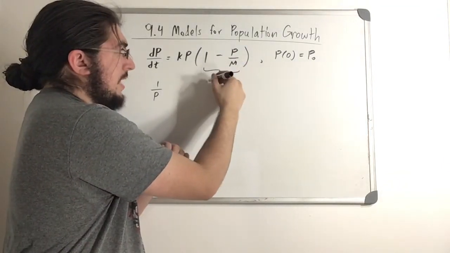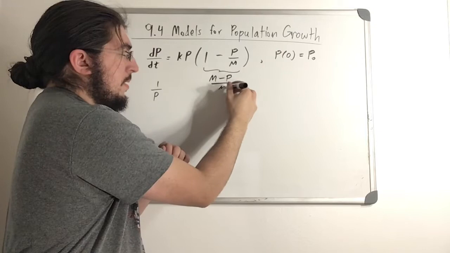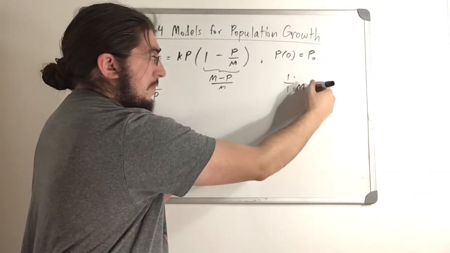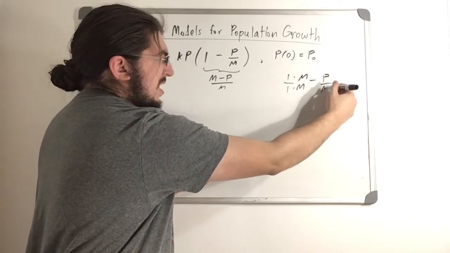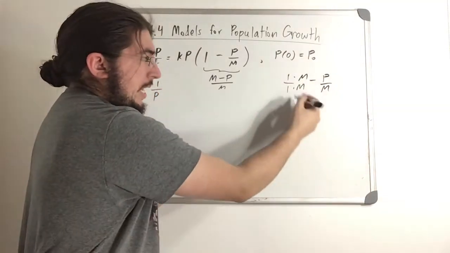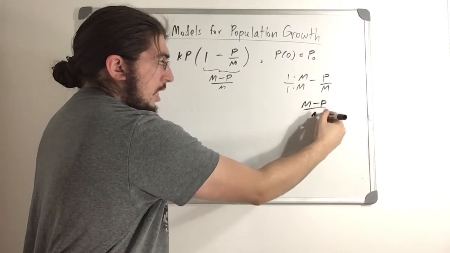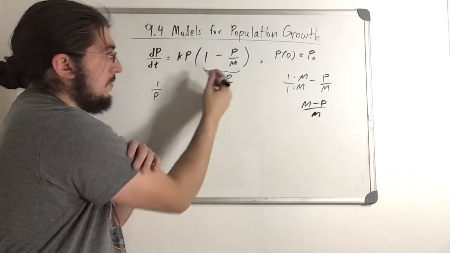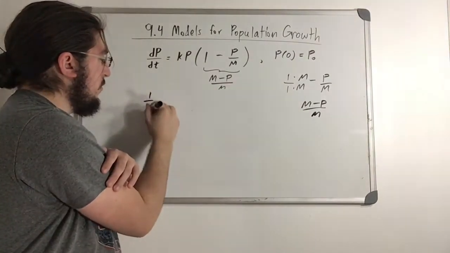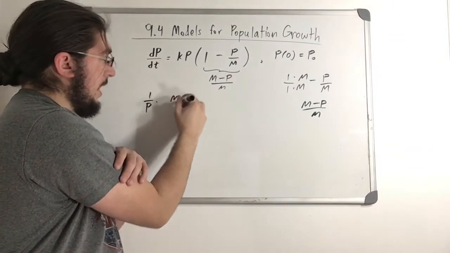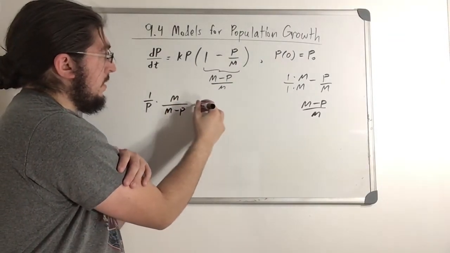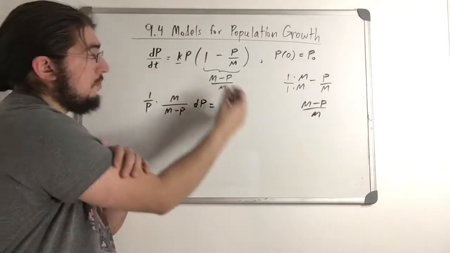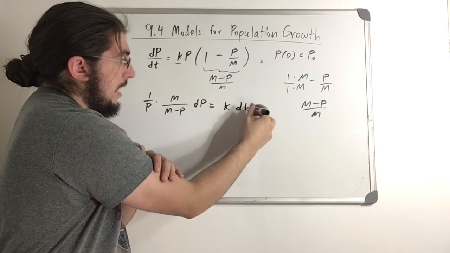Let me write this as (M minus P) over M. Of course, we're allowed to do that because 1 is M over M. So if you multiply top and bottom by M, 1 minus P over M ends up being (M minus P) all over the common denominator M. Okay? So now, dividing by this on both sides, it'll leave us with 1 over P times the reciprocal of this, which is M over (M minus P). dP is on the left still. I'm going to leave k over here on the right, multiplied by dt, and we get this.